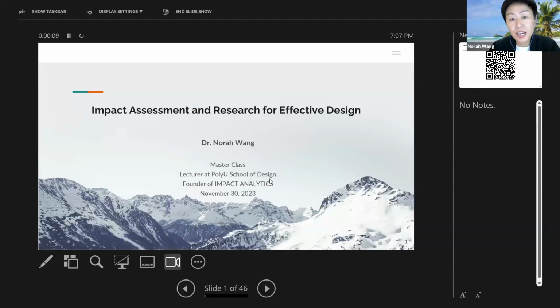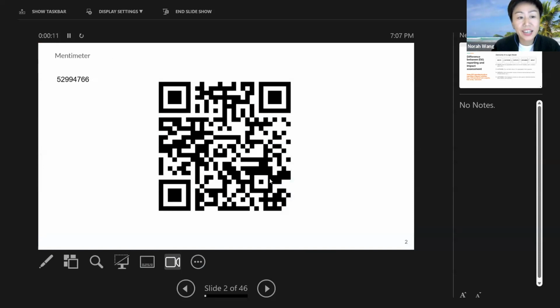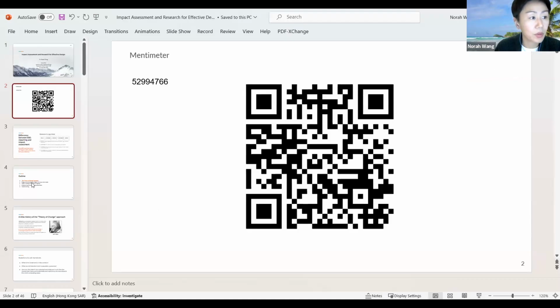Right now I'd like to do a survey first. Could you please scan this QR code, it's a Mentimeter survey, and then input the code 5299-4766 so that we could know a little more about your background. Thank you. We already have a question. Okay, good.